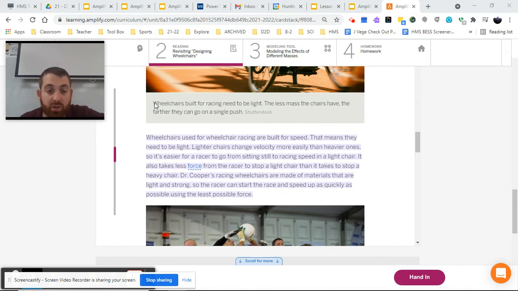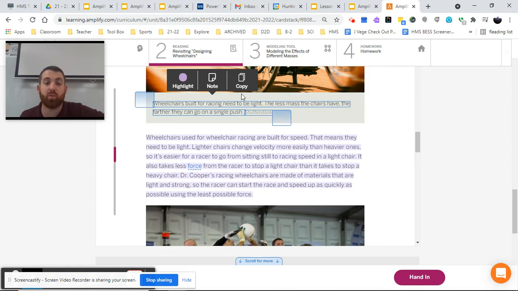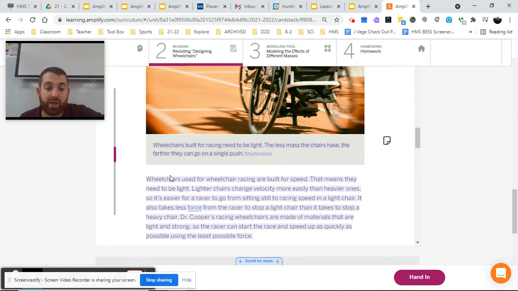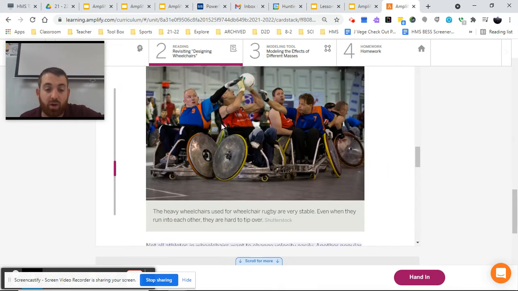Okay. And if you need to, I would even put that question somewhere nearby. Okay. How does force, mass, and velocity help make the best chair for basketball players? You want to put that note in there so you have it ready to go as you're reading and as you're highlighting. Great, go for it.